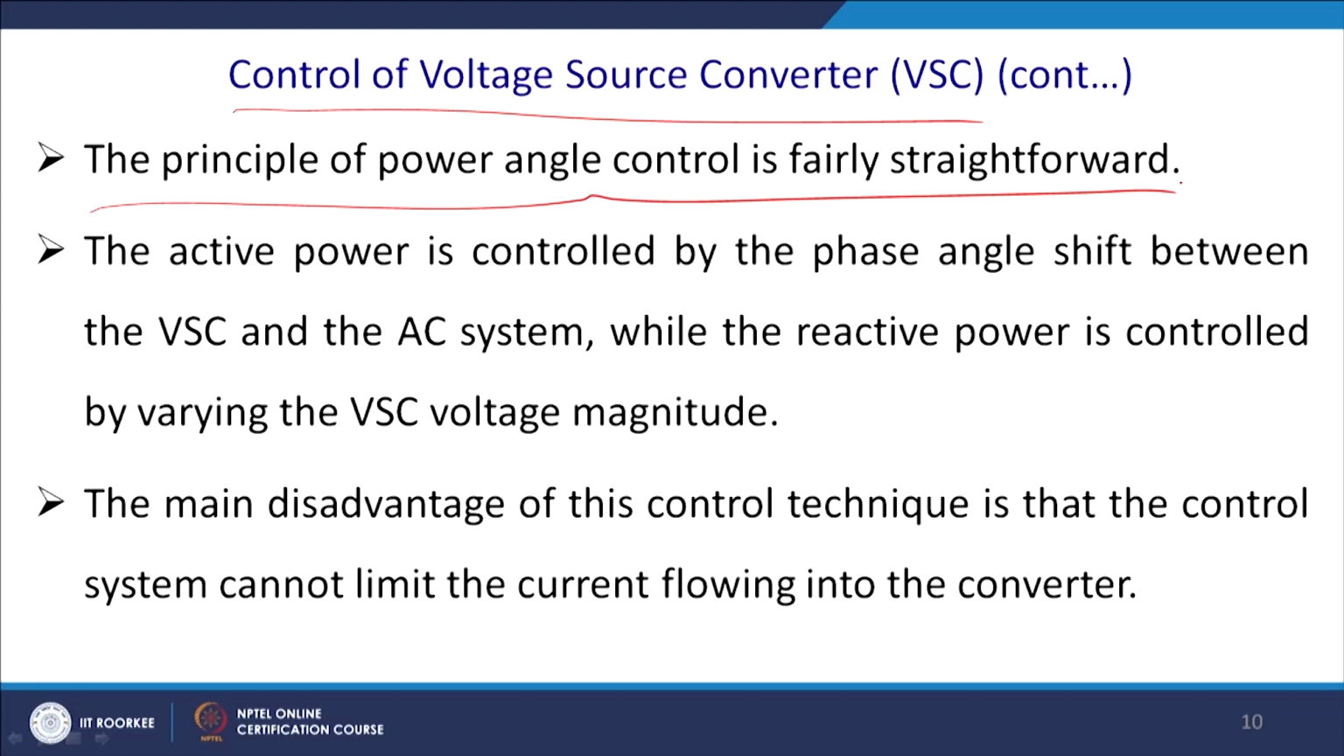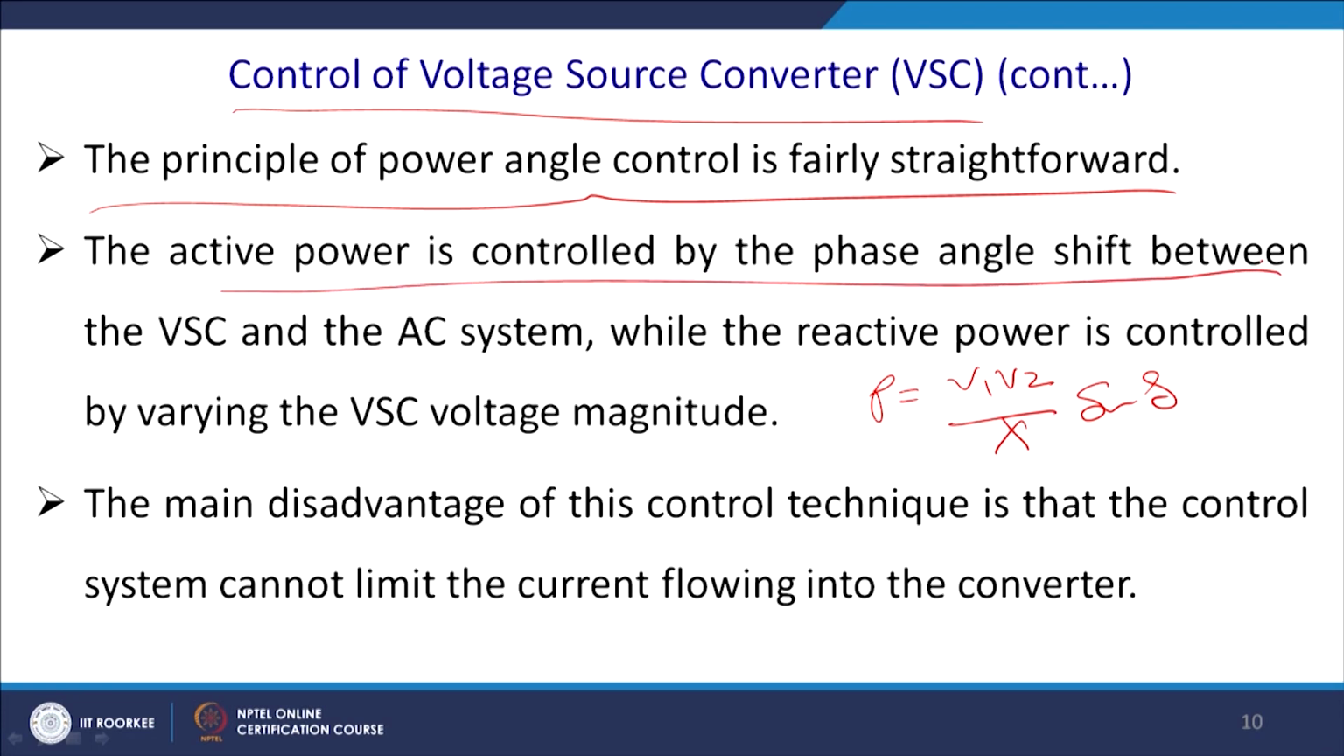The principle of the power angle control is fairly straightforward. The active power is controlled; you know that P equals V1 V2 by X sin delta. This is the relation, where V1 is the sending end voltage, V2 is the receiving end voltage, X is the impedance, and delta is the angle between V1 and V2. Thus, the active power is controlled by the phase angle between the VAC and the AC system. So, if you want to send power, you change this angle within 0 to 90 degrees.